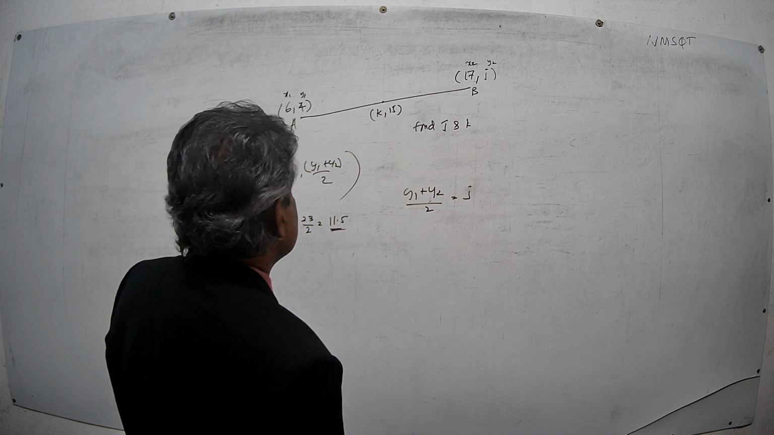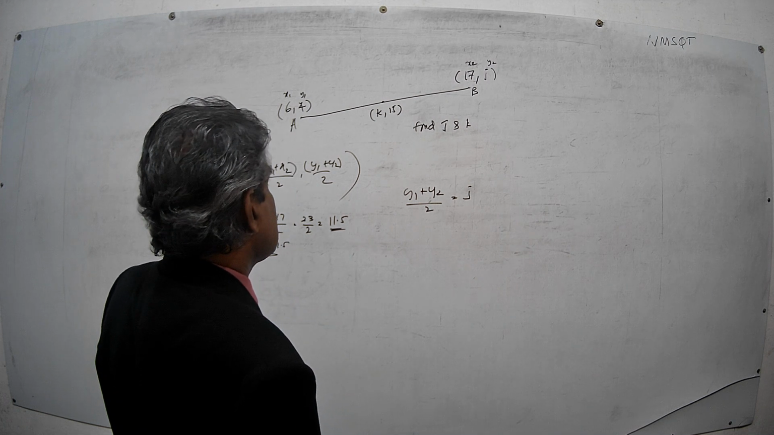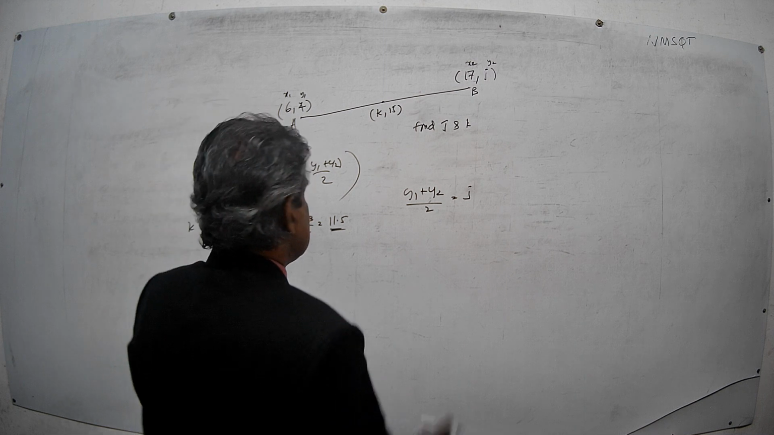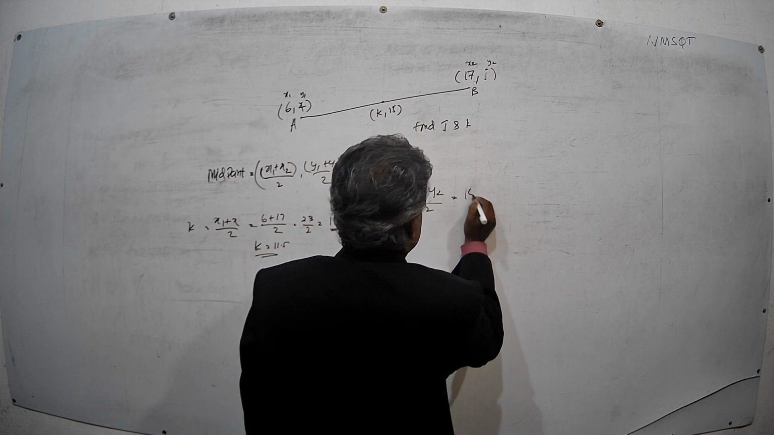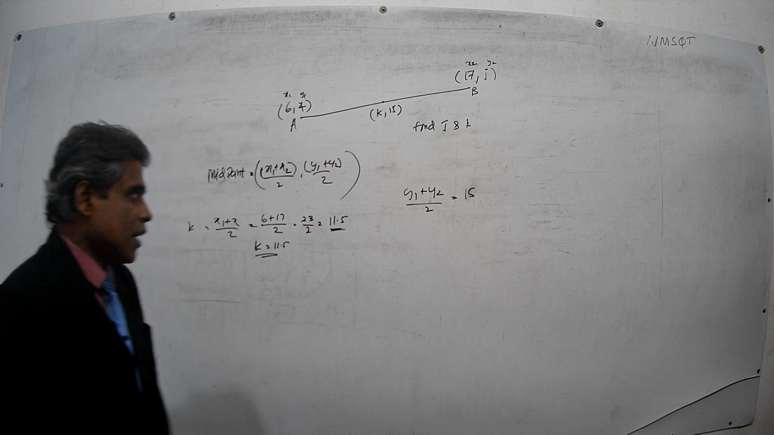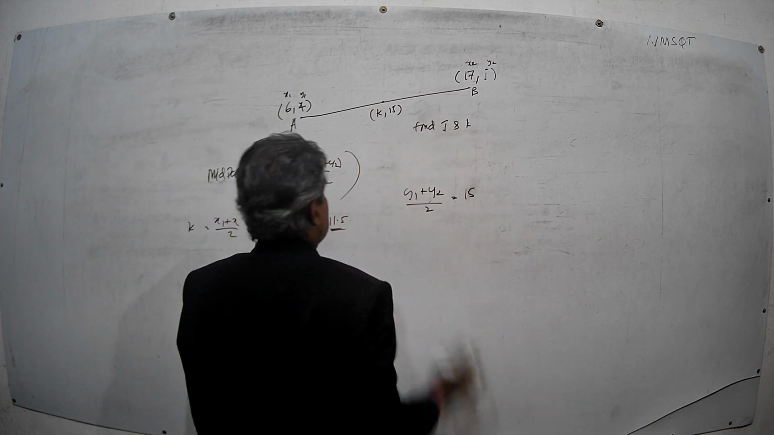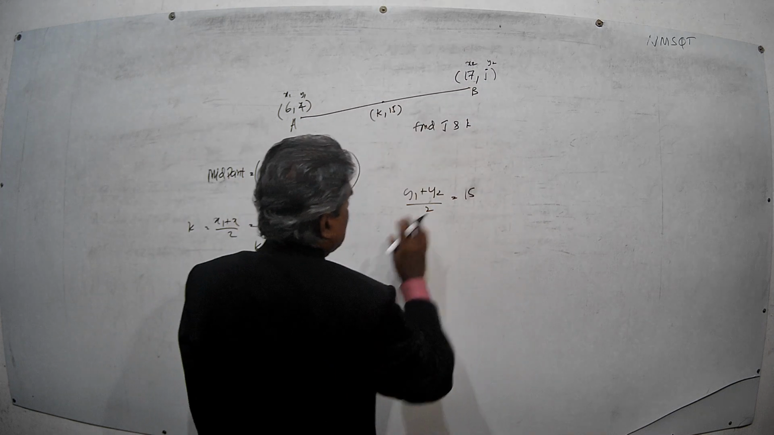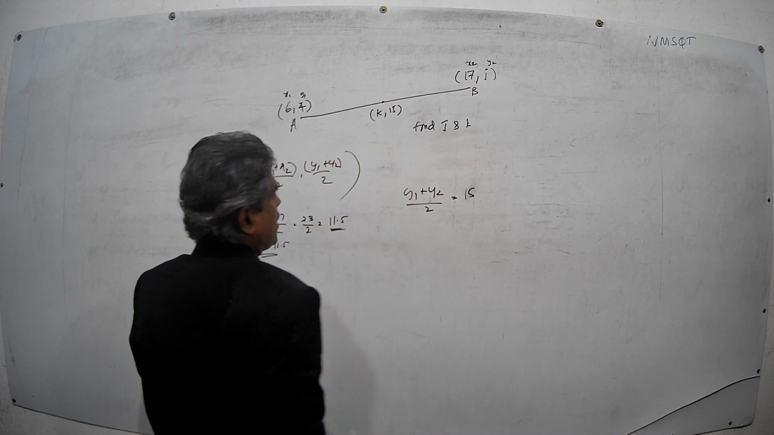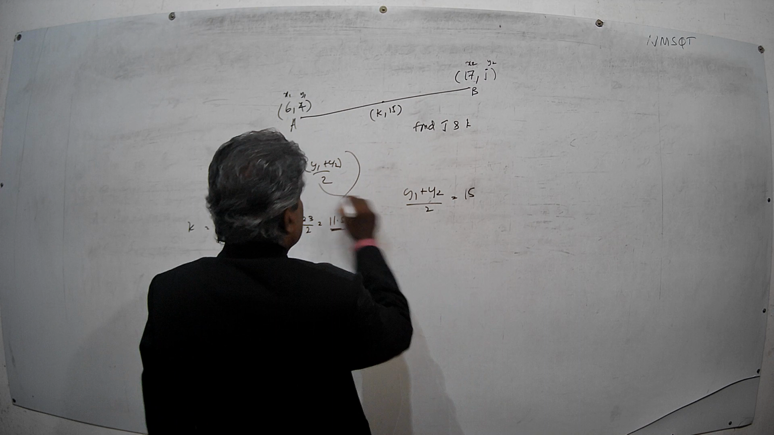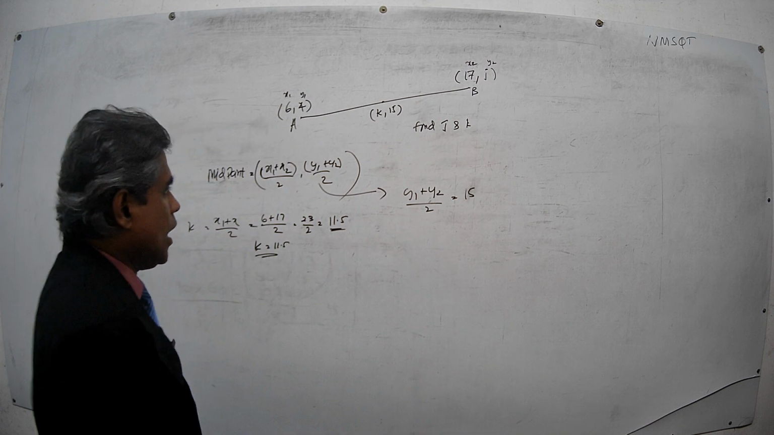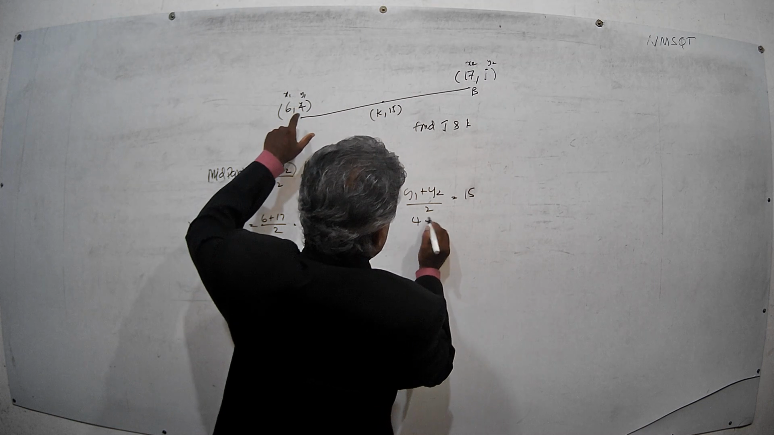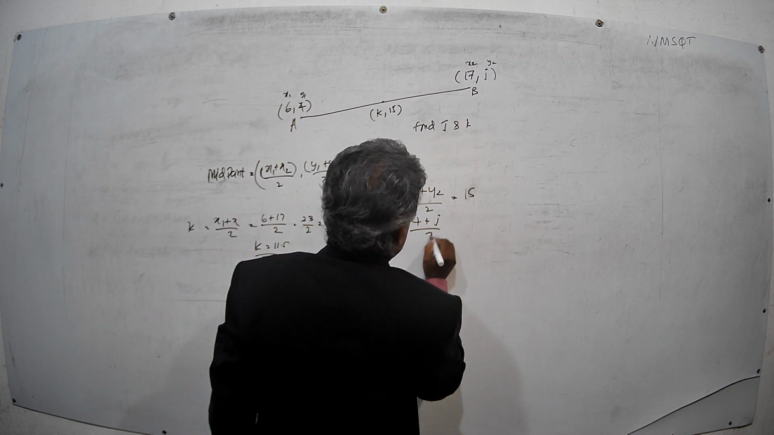Y1 plus Y2 over 2. No, this is not J, I'm sorry. This is 15, the Y coordinate of the midpoint. That's how you find the Y coordinate of the midpoint: you add the two Y coordinates of the 2 points and divide by 2. Y1 we write as 4 here, then Y2 will be J. Then divided by 2 equals 15.